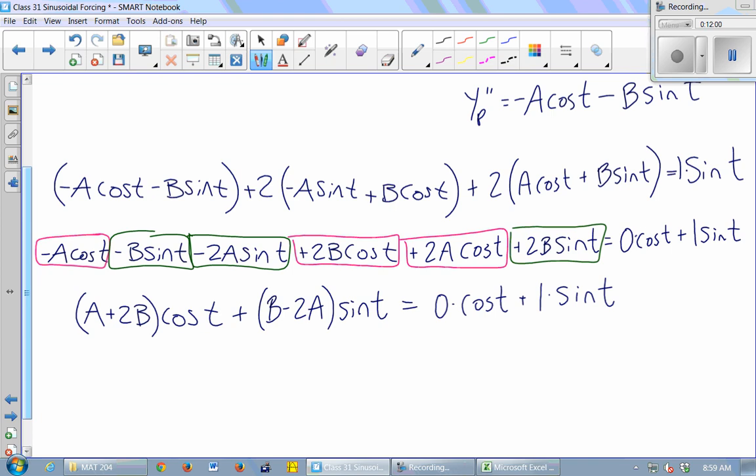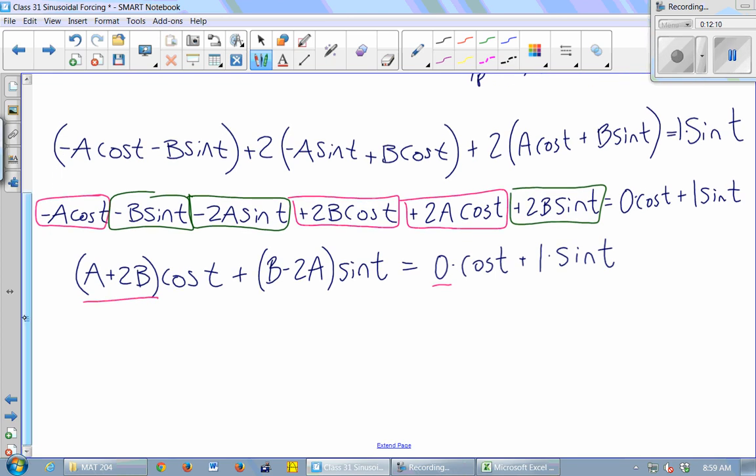And then we just equate coefficients. The coefficient on cosine on the left is a plus 2b, and on the right it's 0. So those things have to be the same. So a plus 2b has to be 0. And my sine coefficient on the left is b minus 2a. And on the right, it's 1. So b minus 2a has to be 1. And then we just solve this system.